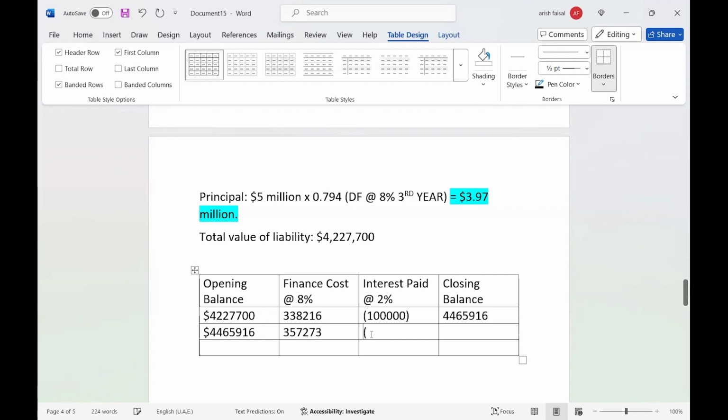Then again, there is a payment of 100,000. Okay. And so now the balance will turn out to be 4,465,916 plus 357,273 minus 100,000. So this will give you around 4,723,189. And this is now the last year. So it will become 4,723,189. And then again, you're going to apply 8% on that. So it will become 377,855.